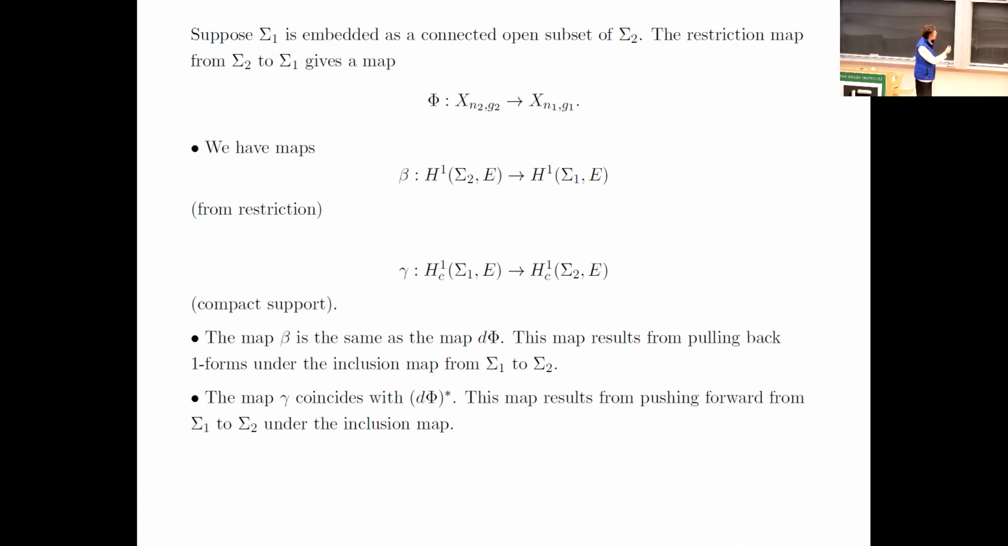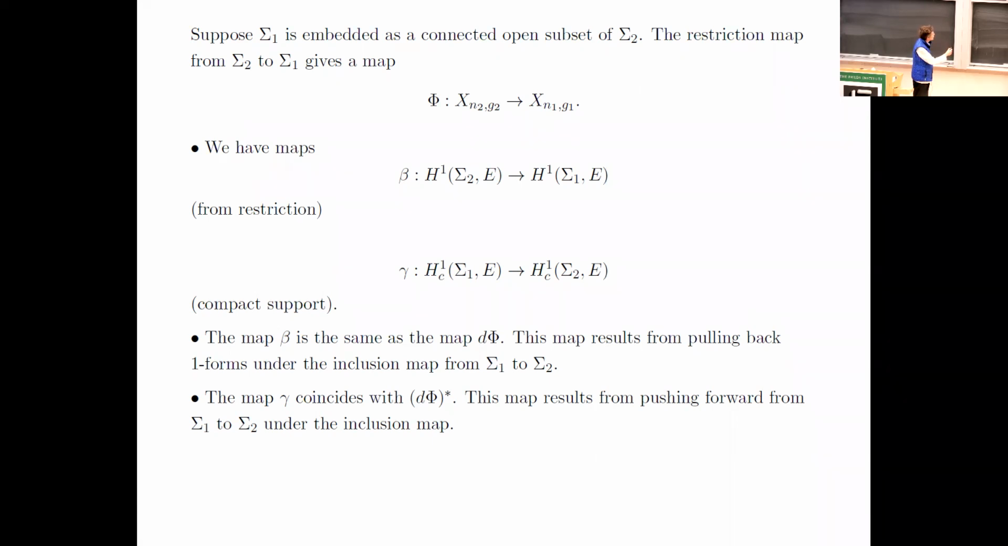And apologies for having previously used beta for a loop in a surface. I will now use beta for a map of the first cohomology, in other words, the tangent spaces. So this just comes from restriction from sigma 2 to sigma 1. And there's another map in the other direction. You can think of this as push forward, but this is where the forms have compact support. So basically, the map beta is just the differential of the map phi.